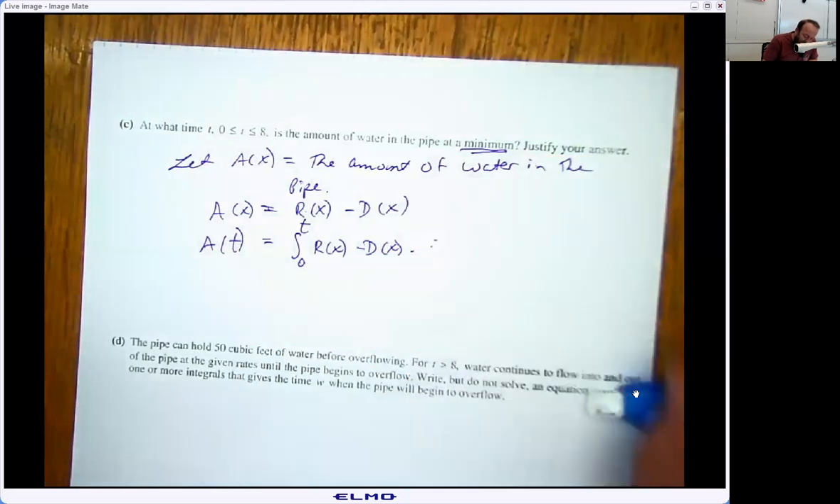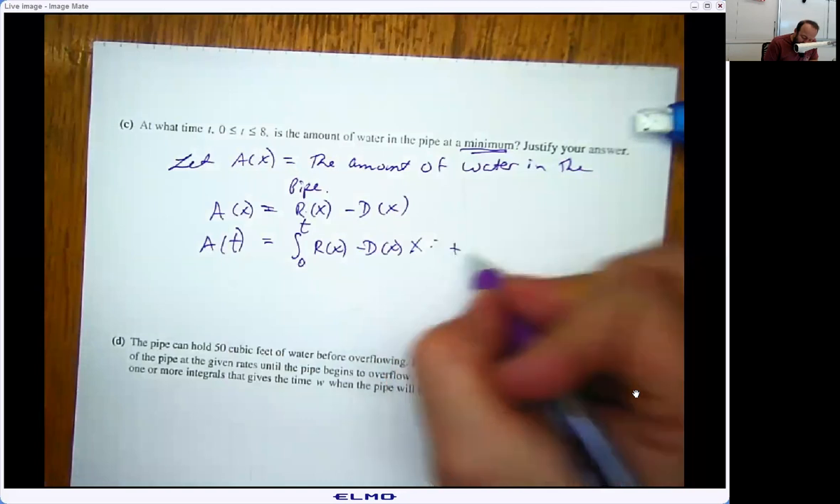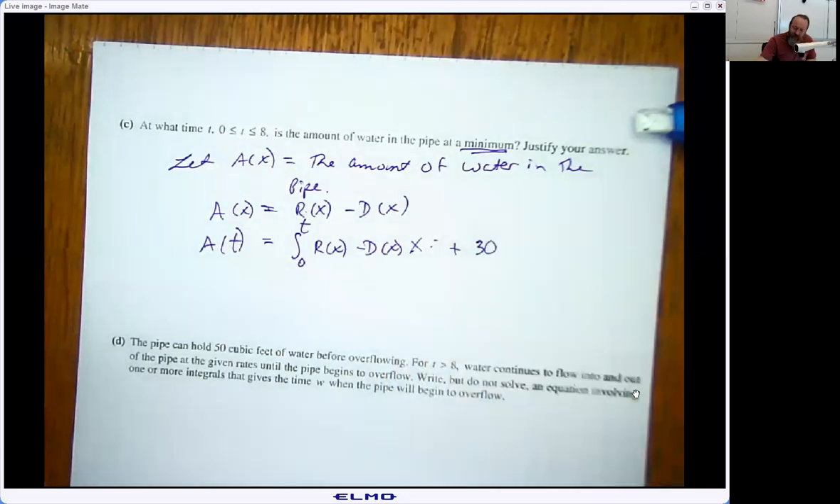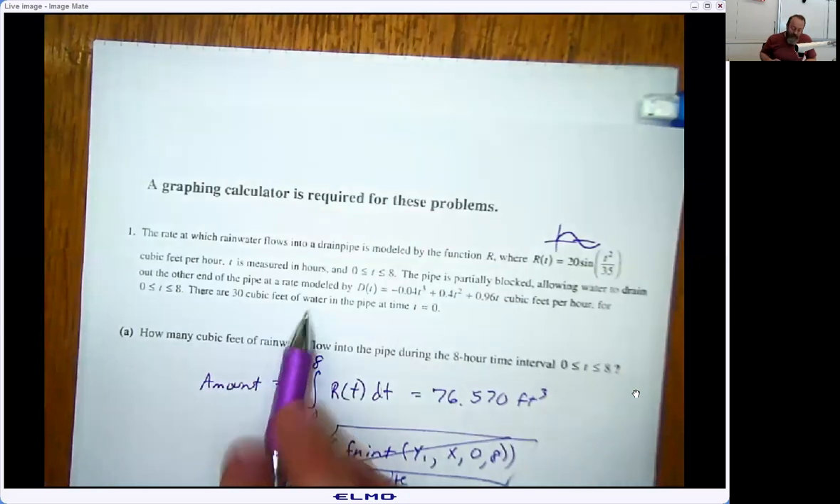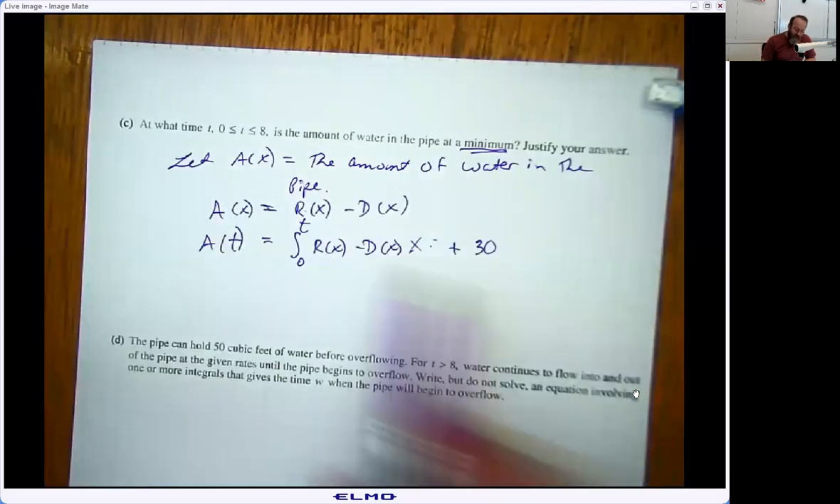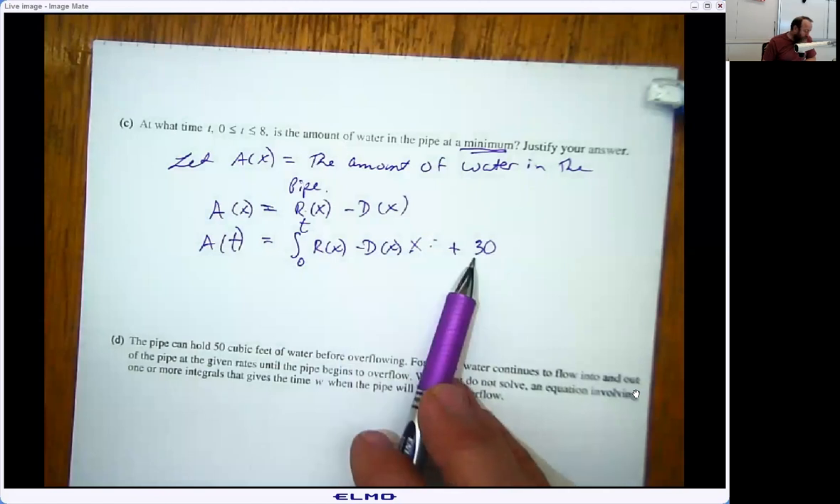But there's one extra little piece of data in there, and they said that when the story began, there was exactly 30 cubic feet of water in the pipe. So I need to know not only what entered and what left, but where we started.